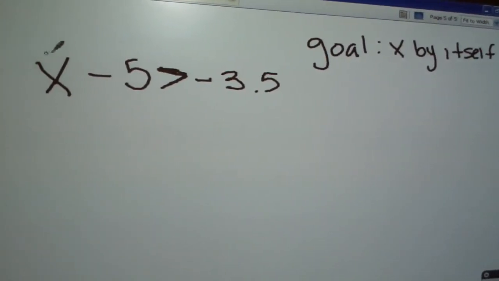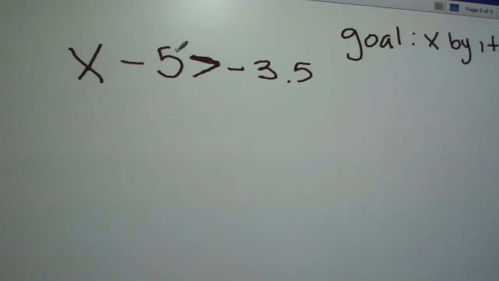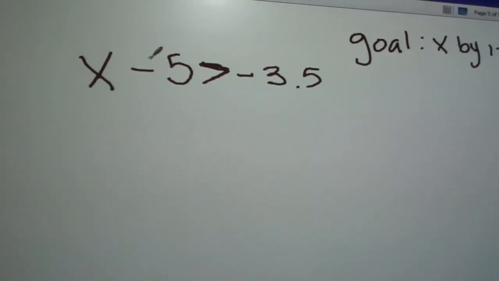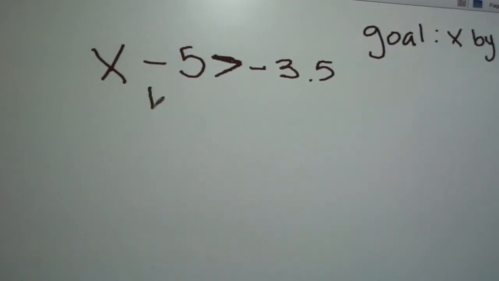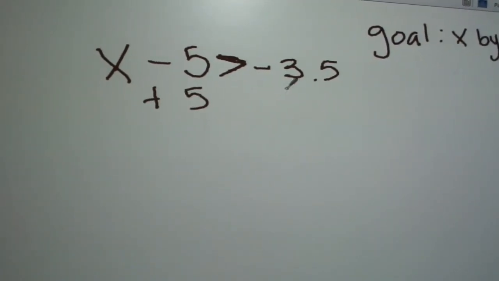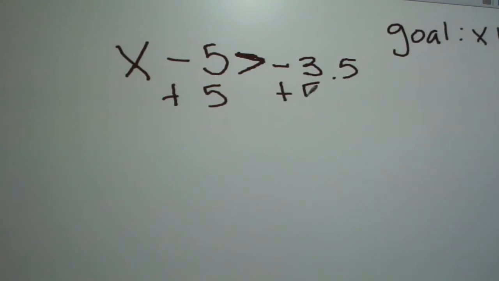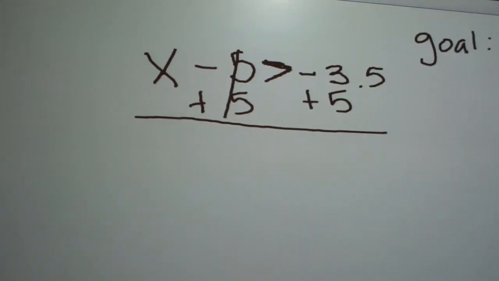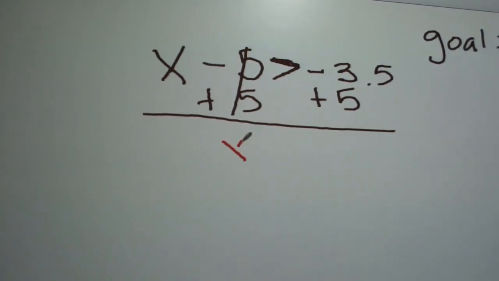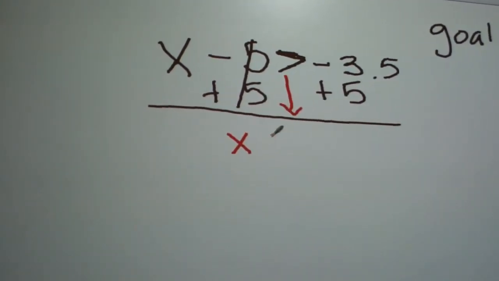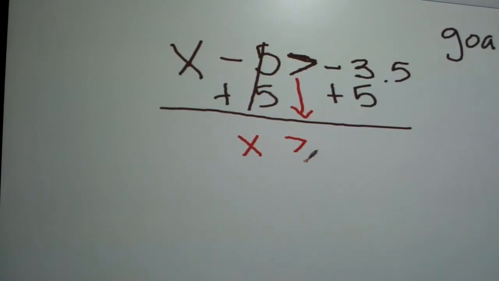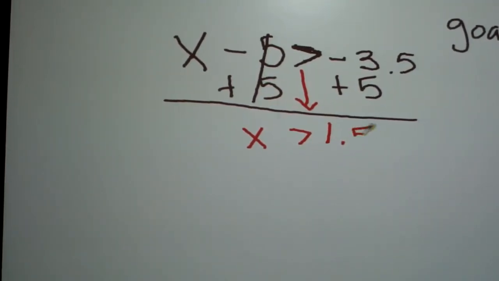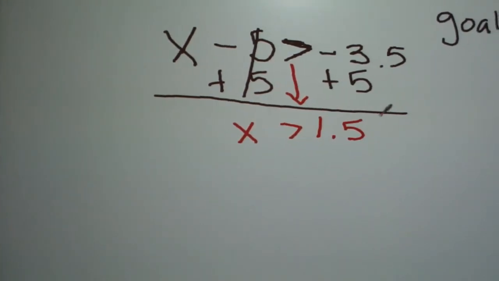So we want to get x by itself. In order to do that, we need to get rid of this negative 5. We're going to use the inverse operation, just like we did in last chapter. So we're going to add 5 to both sides. On our left-hand side, we're going to be left with x. We copy our sign, which is greater than, and negative 3.5 plus 5 is going to give us a positive 1.5. And that's our answer.